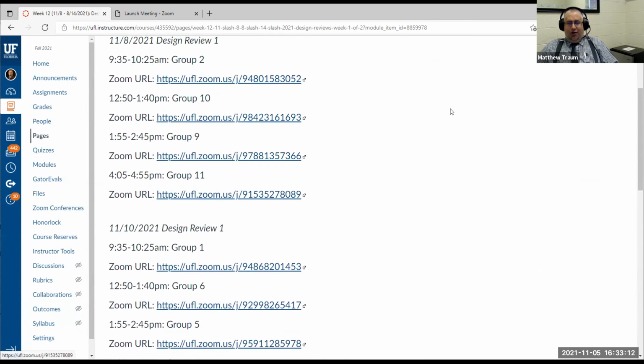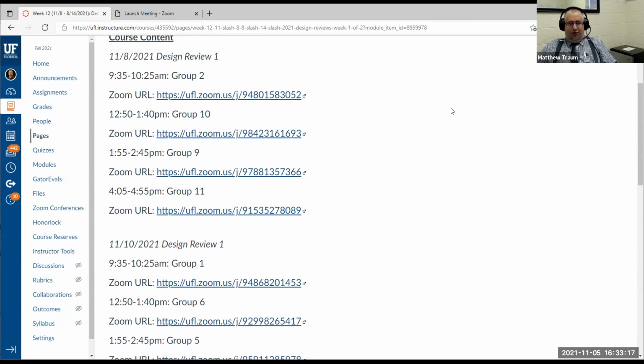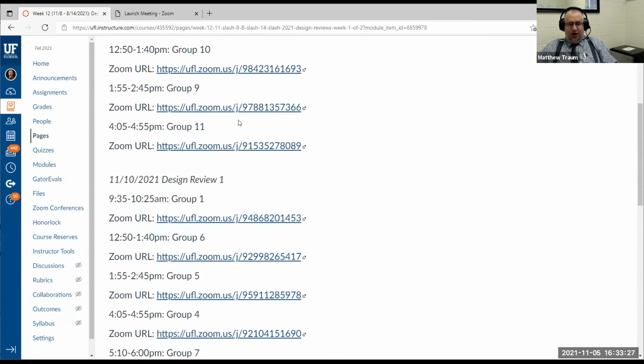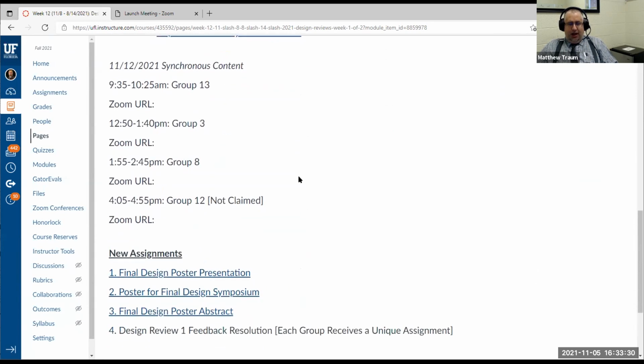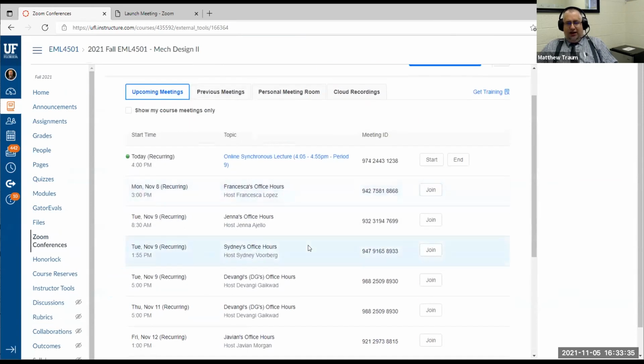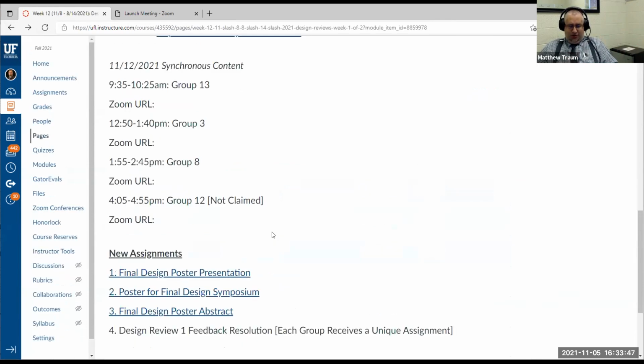So this is how you figure out where you have to go during the time period that you signed up for design review 1: you just go to the week 12 page within Canvas, and then click on the link that is associated with your group and your meeting type. So that's how you get to the meetings. I initially tried to do it in Zoom conferences, but it became kind of unwieldy, and there was no way to tell which meeting time corresponded to which group. And so I just decided to do it through pages rather than through Zoom conferences.